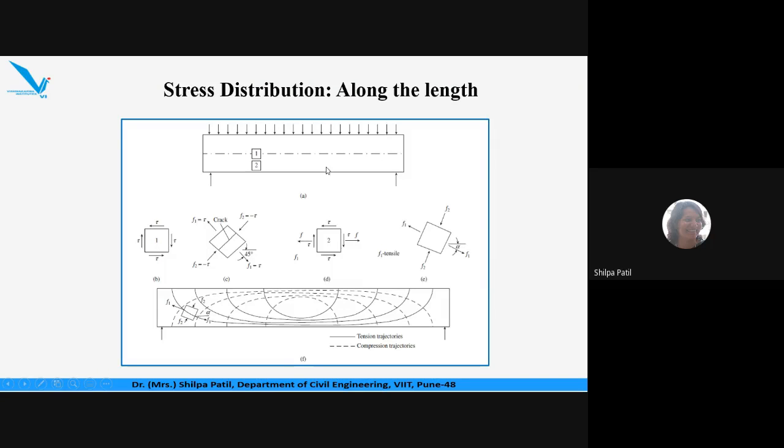longitudinal view of the same beam. Let us consider a beam which is a simply supported beam and which is subjected to UDL. If I'm considering any particular element which is exactly at the neutral axis, which is shown here as number 1, how are the stresses acting on this element? Just now we have discussed the stress distribution diagram for bending and shear across a cross section.